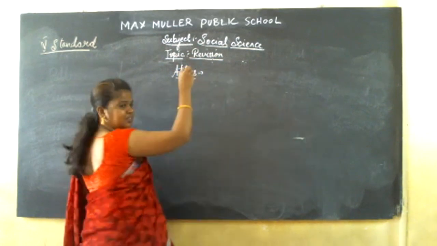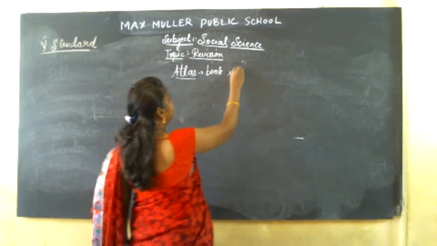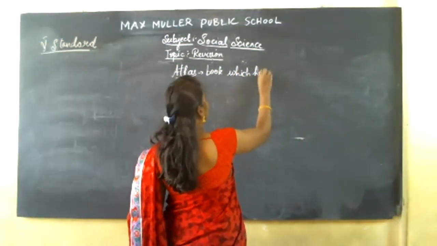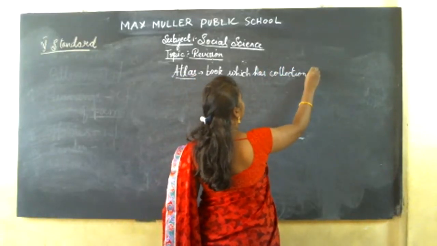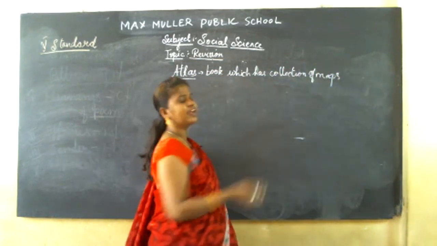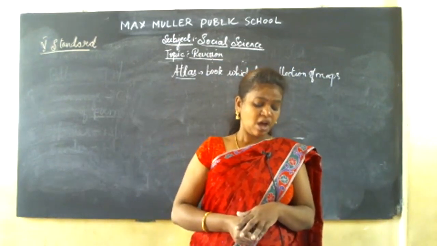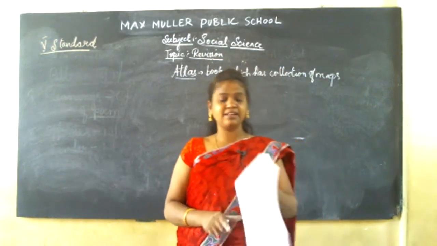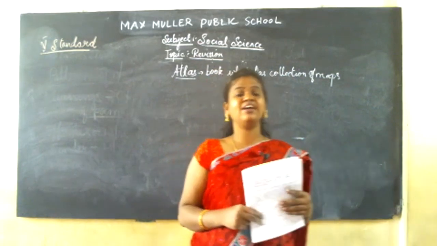Atlas is nothing but a book which has a collection of maps. A book which contains a collection of maps is called an atlas. So what they have asked you: how do we use an atlas? The answer: we use the atlas with the help of a section called index.